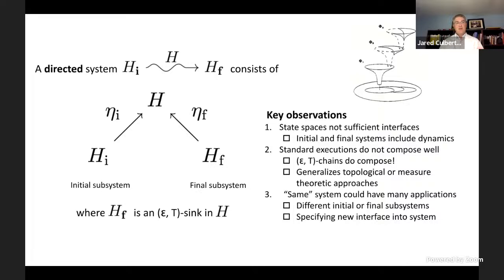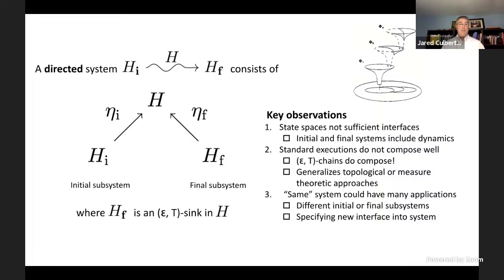And you want to think about the final system being an epsilon t sink in the larger ambient system H. The idea is that wherever you start in H sub I, you're able to ensure that, at least in an epsilon t sense, you'll be able to flow into the final system in H sub F. And so this very explicit depiction of the interfaces of these systems is important, because it allows you to do sequential composition of these systems in a way that is agnostic to the underlying system.